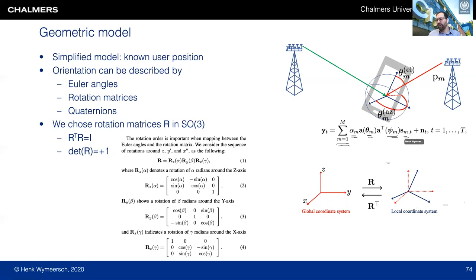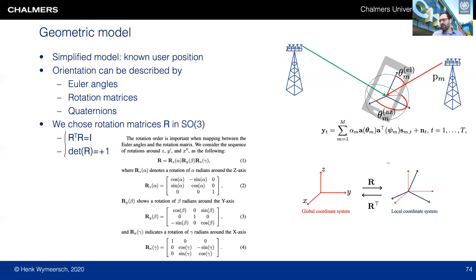Now, an important challenge is how do we describe this orientation? And there are many ways that you can do this in the literature. One is called Euler angles, another one is rotation matrix, and the third one is quaternion. So we choose here to use rotation matrices because it was convenient for us. Rotation matrices are 3x3 matrices that have two properties. When you multiply it with its transpose, you find an identity. So this means that when you rotate and then you apply the transpose rotation, you go back to where you were originally. And the determinant is +1, which means that you don't have any reflections in your rotation.